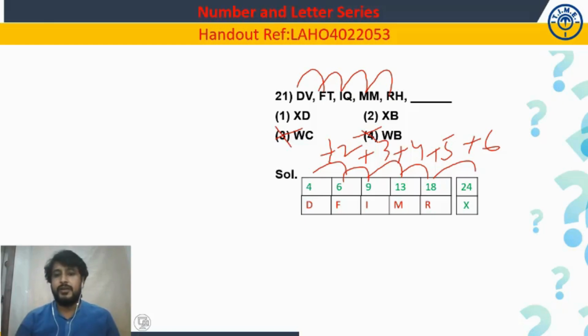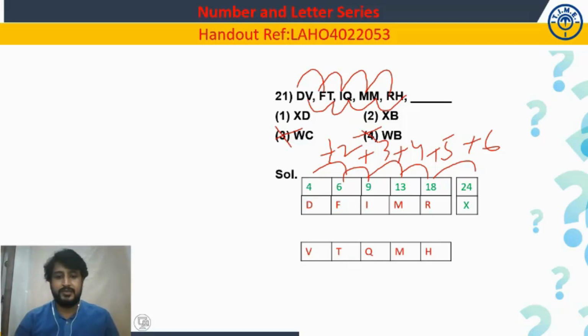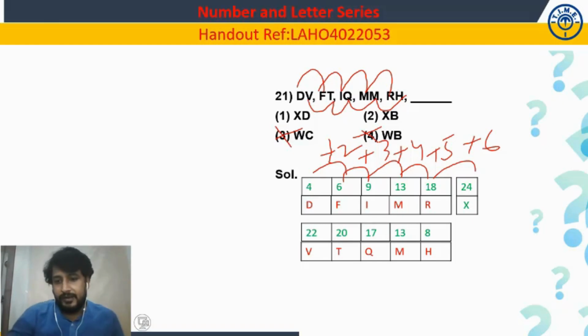Now definitely we need to check the logic in the second set of letters in each group. What are the second set of letters in each group? V, T, Q, M, H. V's place value 22. T's place value 20. Q's place value 17. M's place value 13. H's place value 8. Now 22, 20, 17, 13, 8. 22, 20 minus 2. 20, 17 minus 3. 17, 13 minus 4. 13, 8 minus 5.